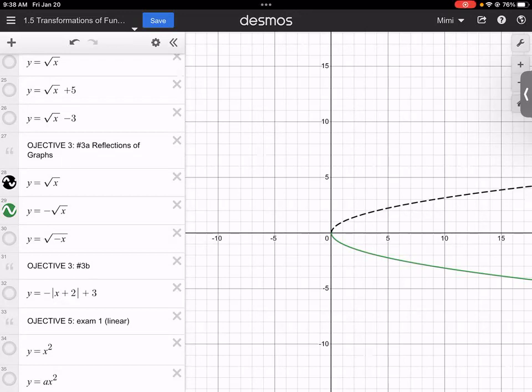It's going to flip over the x-axis. If I have the negative inside the function, when the negative is carried by the function, then I'm going to flip over the y-axis.